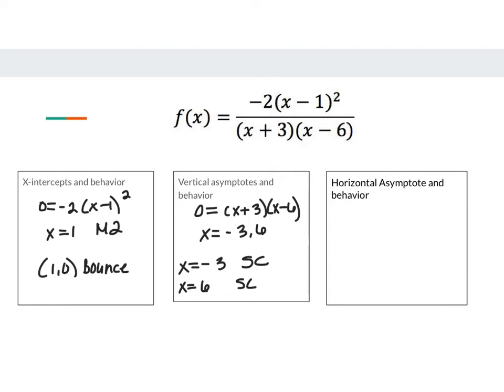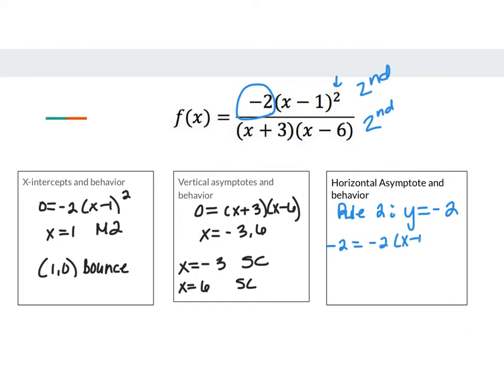Again, as we're looking at this, we need to look at the overall degree of the function to find that horizontal asymptote. So I have 2 factors in the top because of that multiplicity of 2, and I can count 2 factors in the denominator. Second over second gives me rule 2 again. And again, it's going to be the ratio of the leading coefficients. So that means my horizontal asymptote happens when y equals negative 2. Again, I'm going to put negative 2 in for y and solve for x. And that's going to give me the location where the graph crosses that horizontal asymptote.